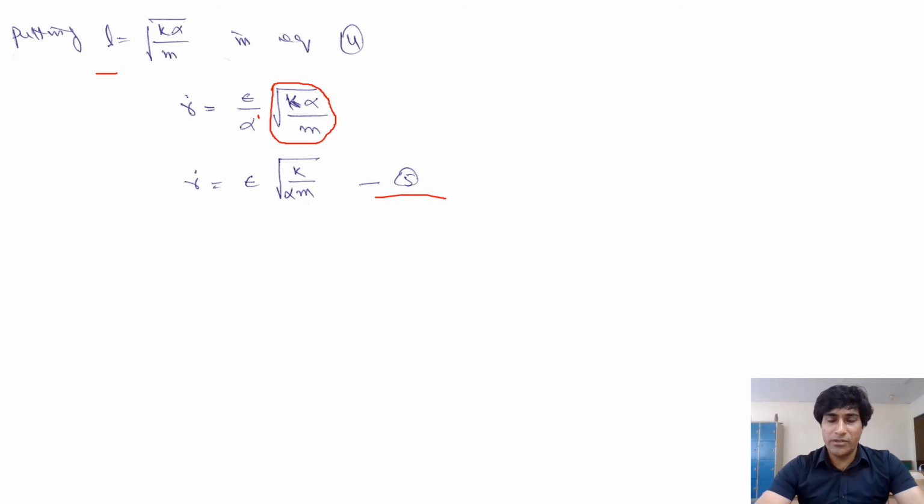Maybe I made you confused with my statement. I am saying this is alpha to the power 1, and if you subtract 1 over 2 from 1, what will you get? 1 divided by 2.